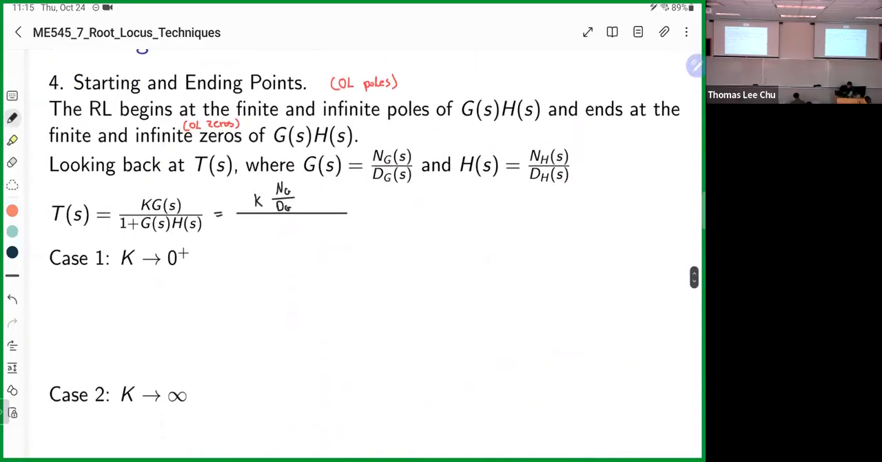So we get K multiplied by NG DG divided by 1 plus K times NG NH divided by DG DH. And we get K NG DH divided by DG DH plus K NG NH. So we get this term here.